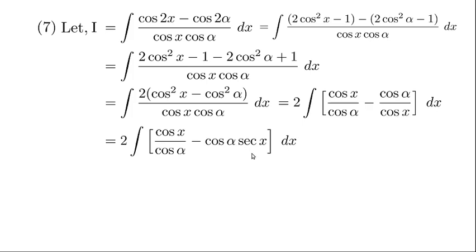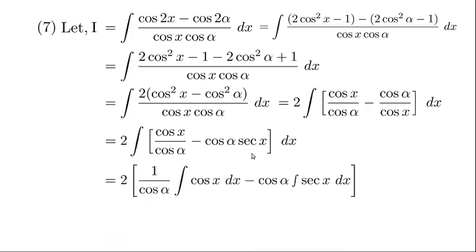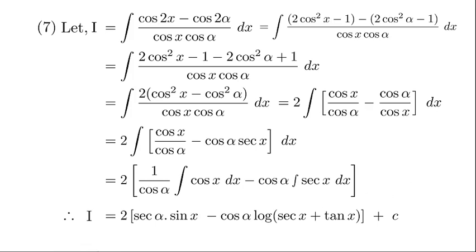And now let us take separate integration. So 2 into bracket 1 upon cos alpha integration of cos x dx minus cos alpha into integration of sec x dx. So I equals 2 times, 1 upon cos alpha is sec alpha, integration of cos x is sin x, minus cos alpha, and integration of sec x is log of sec x plus tan x plus c.